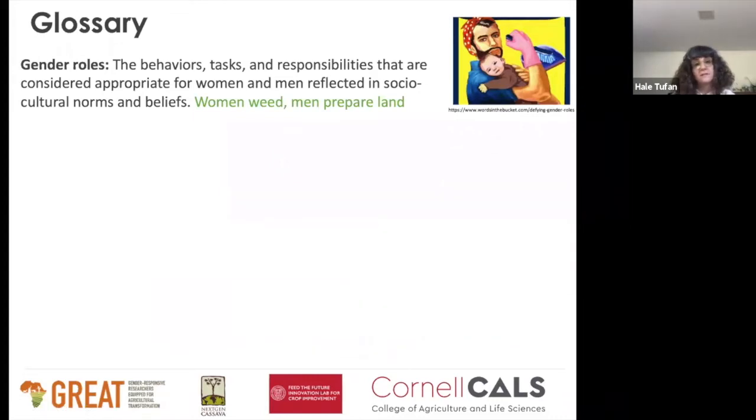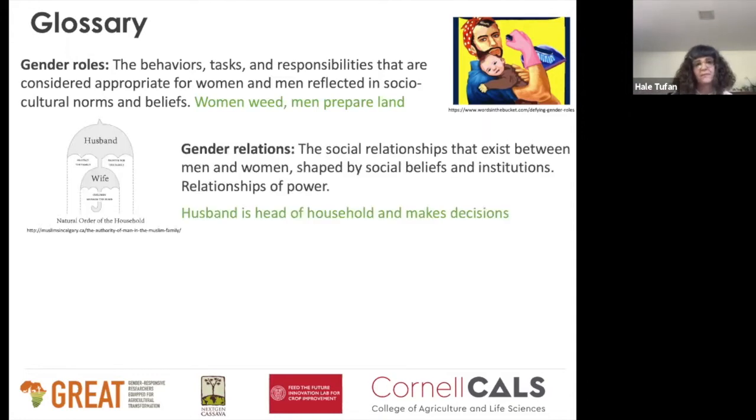A few more concepts as a glossary. Gender roles are the behaviors, tasks, and responsibilities that are considered appropriate for men and women. These are social and cultural norms, defined by society and culture. For example, in agriculture, women weed while men prepare land. So these are the roles of men and women across the agricultural value chains for different crops.